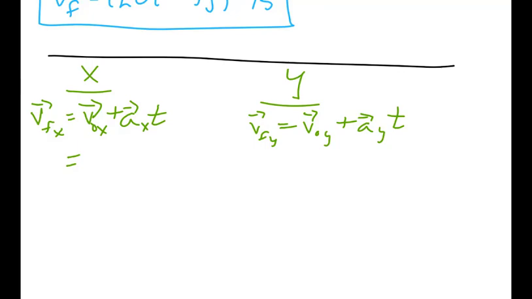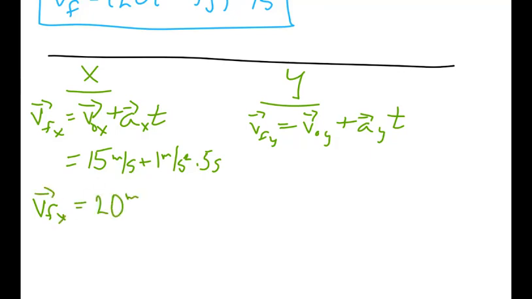So for the velocity, the initial X velocity is 15 meters per second. And for the acceleration, it's 1 meter per second squared. Now time doesn't have a direction, so time is 5 seconds no matter what. And I find that for the X component of the velocity, the final X component of the velocity, it's 20 meters per second.